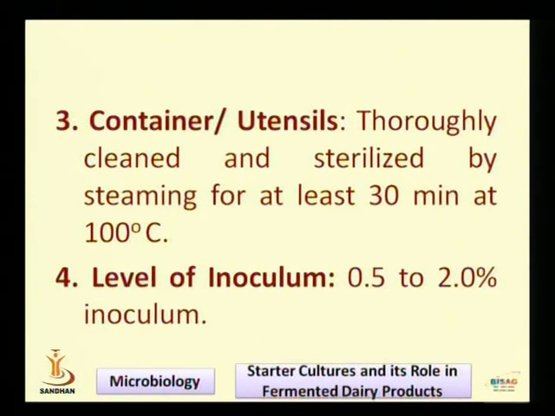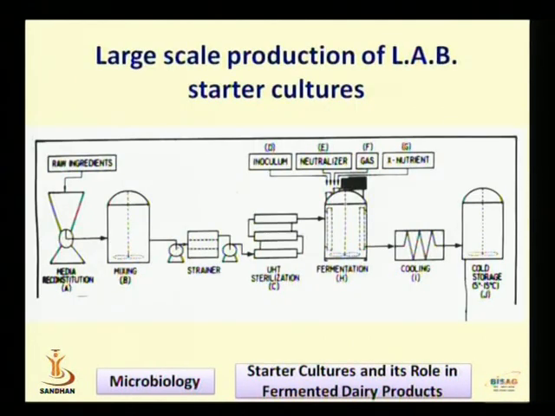Level of inoculum means a proper inoculum size for starting a starter culture. In the fermentation process, 0.5 to 2% inoculum is optimum for the maximum growth rate. It shows a large scale production of LAB.